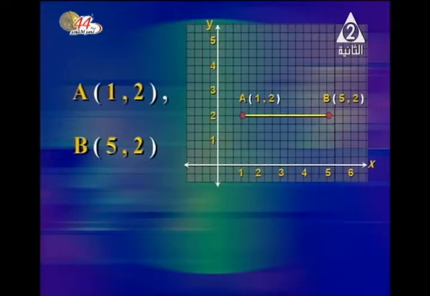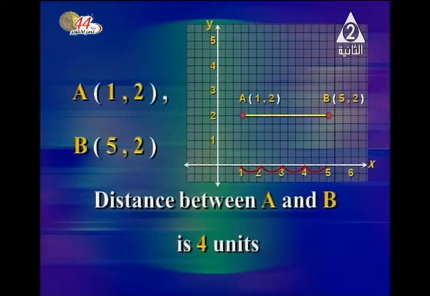So, to find the distance between A and B, try to count how many units are there between A and B. It is 1, 2, 3, 4 units. So in this case, we can say that the distance between A and B is 4 units. How did you get them? Yes, look carefully. You are going to notice that you subtracted 1 from 5.